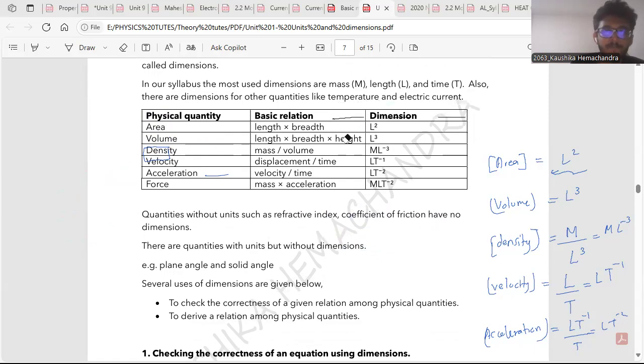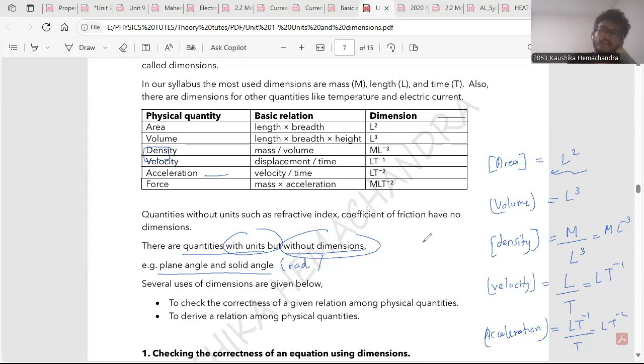That is plane angle and solid angle, right? Those are the quantities with units but without dimensions. Only plane angle and solid angle, because radian and steradian do not have dimensions. They have units but no dimensions, right?